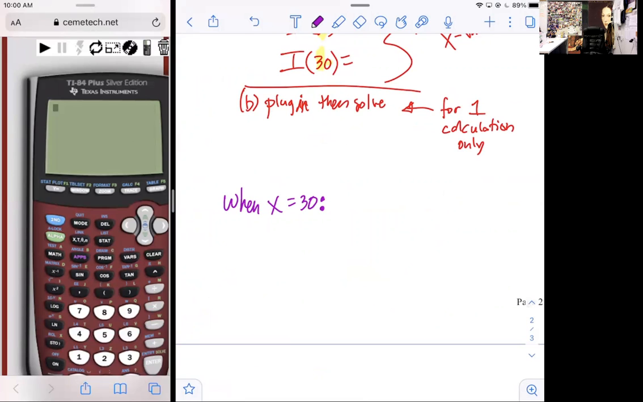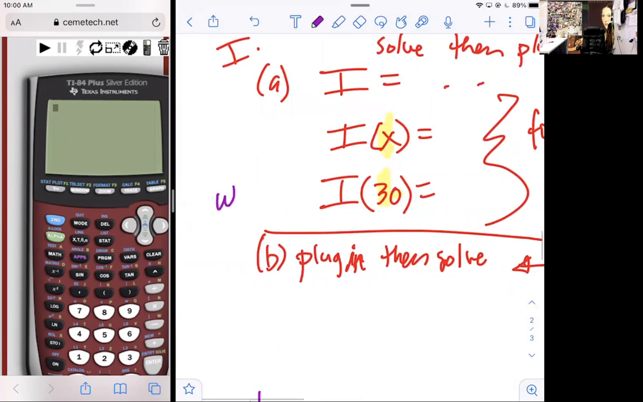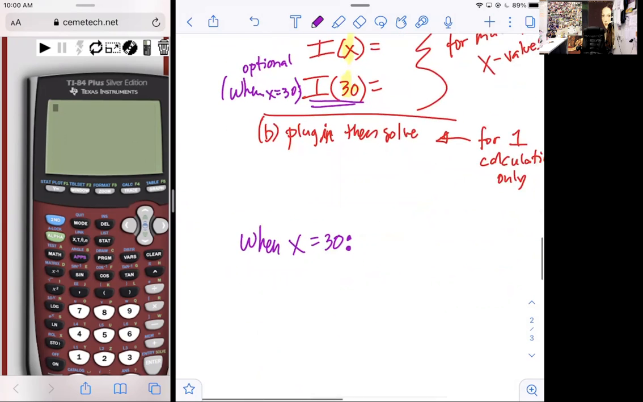You're annotating your problem, essentially. You're communicating to someone what you're doing. When x equals 30 colon, oh, I know what they're doing now. They're plugging in a 30 for x, okay? That's how you do it. Now, you could still do it up here. You could say when x equals 30 colon, and then do I of 30, but you don't need to, okay? This is optional here because you have I of 30.